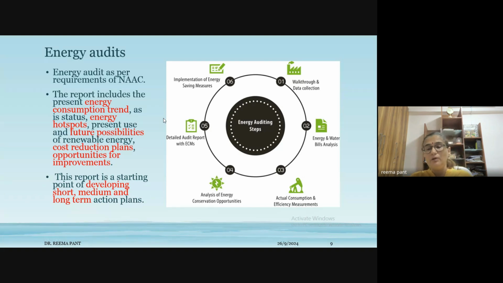So now when we look at NAC, we see that the report that will go will have the energy consumption trend. That means you have to give a trend of how your energy bills move over a period of time. Okay, what are the energy hotspots? I mean, where are you concentrating? Where are you using your energy most? And what are the future possibilities?